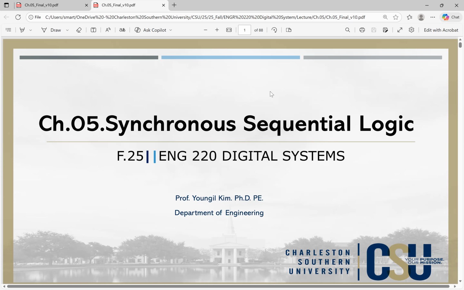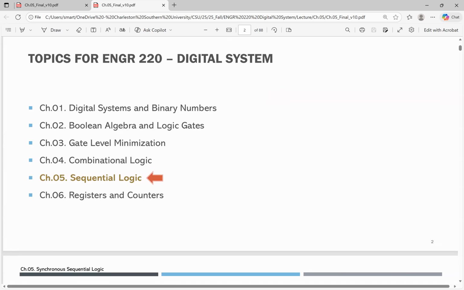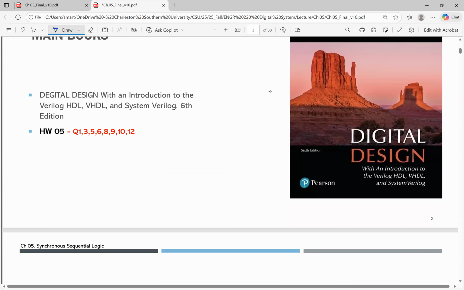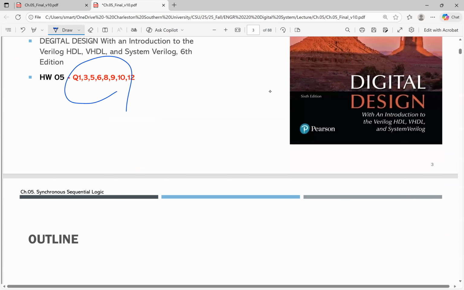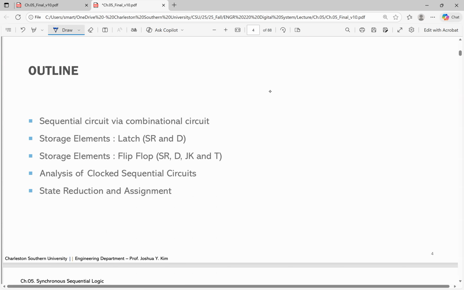So for chapter 5, we have already discussed synchronous sequential logic. We learned the concept before, compared to combinational logic as well. For the final exam, this covers chapters 5 and 6. This is the homework questions and quiz. Hopefully you review them again.